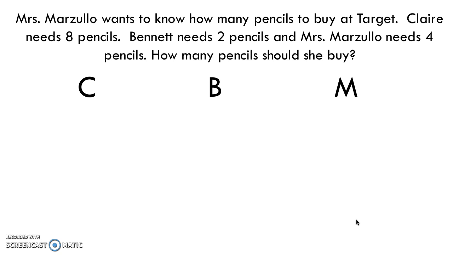Okay, hopefully you've done your nice drawing. Now we're going to go ahead and talk about what else you need to have in your answer. You need to write a number sentence adding the ones that Claire needed, Bennett needed, and Mrs. Marzullo needed. So you should have a number sentence that has 3 numbers we're adding together. You can go ahead and press pause and do that now, and press play when you're ready.